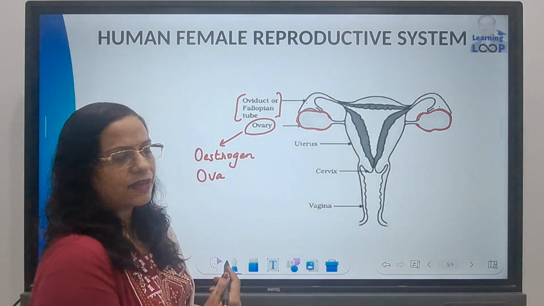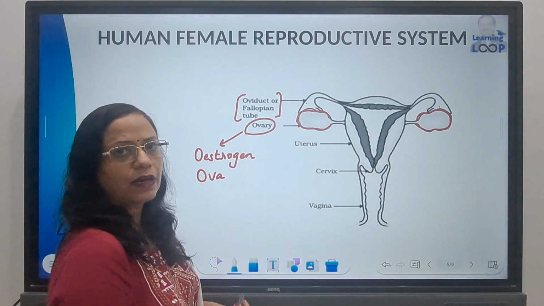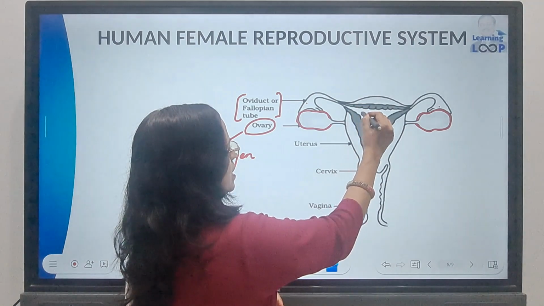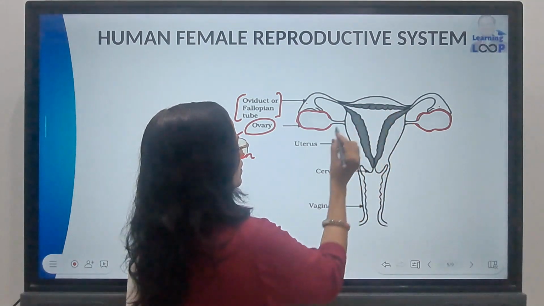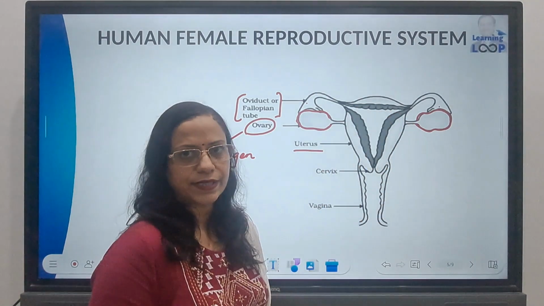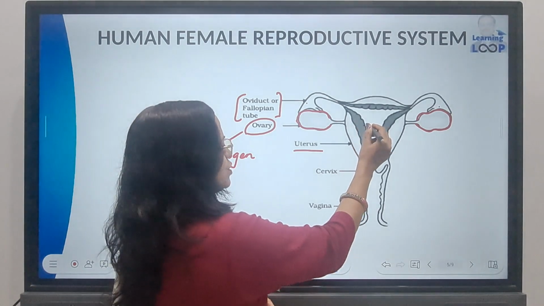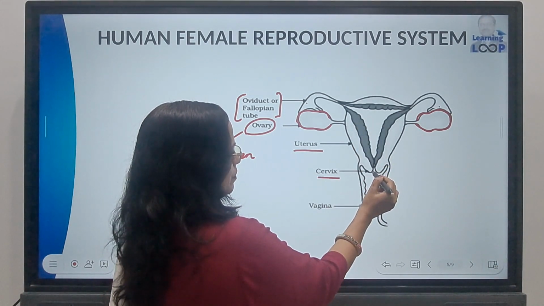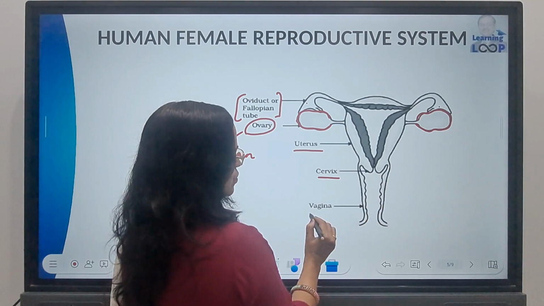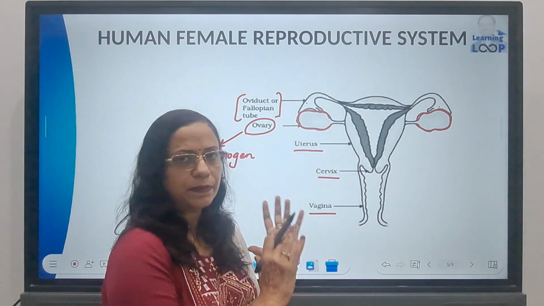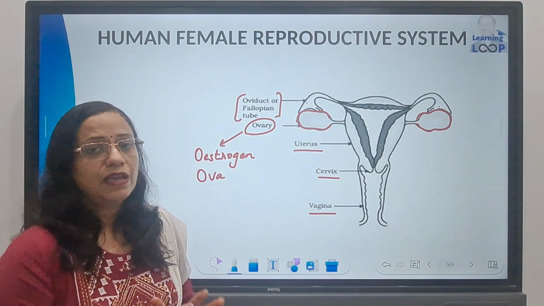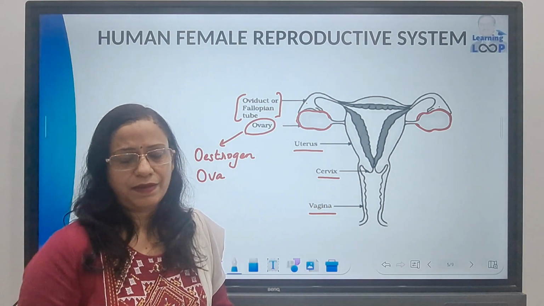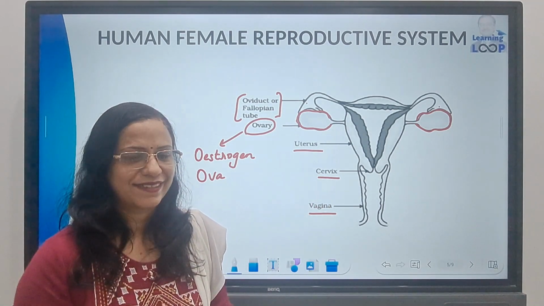So, once the ova are released, they enter into the oviduct or the fallopian tube, and from here they travel this way, this way, this way into this bag-like structure over here, which is known as the uterus. And the uterus opens to the outside through this part, which is known as the cervix, beyond which there is a tube-like structure which is known as the vagina. So this is the broad structure of the human female reproductive system. The diagram looks simple, but the working is complex.